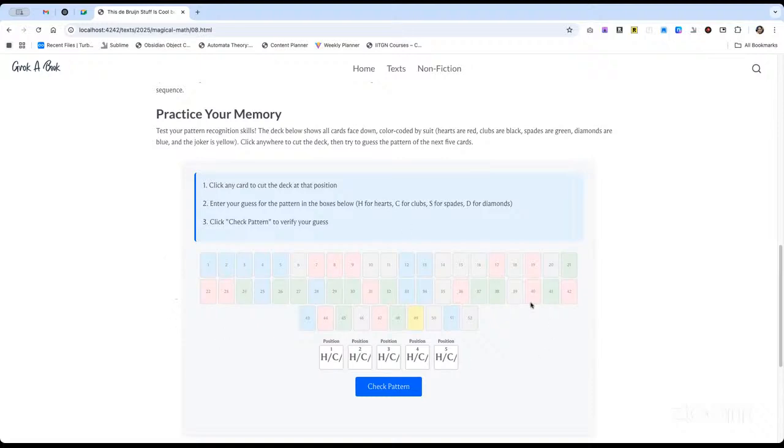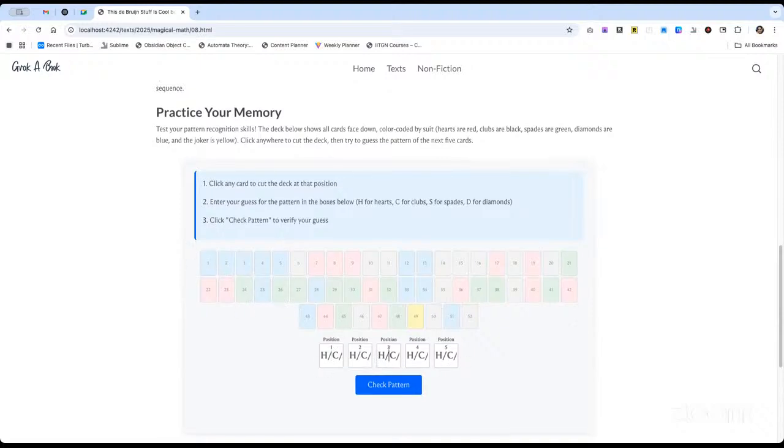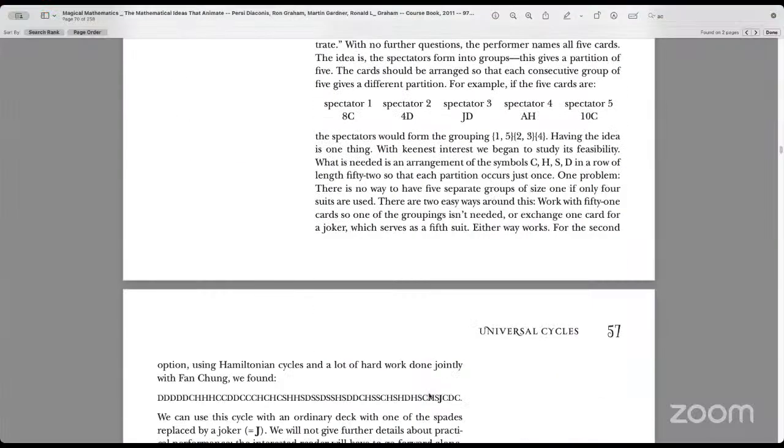So if you do choose to memorize this deck, this is for practice so that you can see if you can predict what's happening. Again, I still have to clean this up. It's a little bit buggy, but this is essentially, in the book, all the information that there is. So I can go back and show you the book.